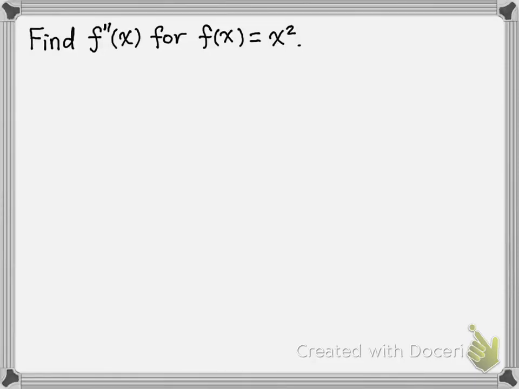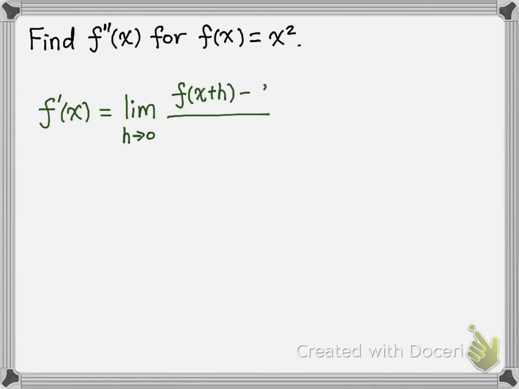We learned that the derivative of a function equals the limit as the parameter h approaches 0 of the function evaluated at x plus h minus the function f of x, all over h. Now that is the definition of the first derivative. How do we find the second derivative?